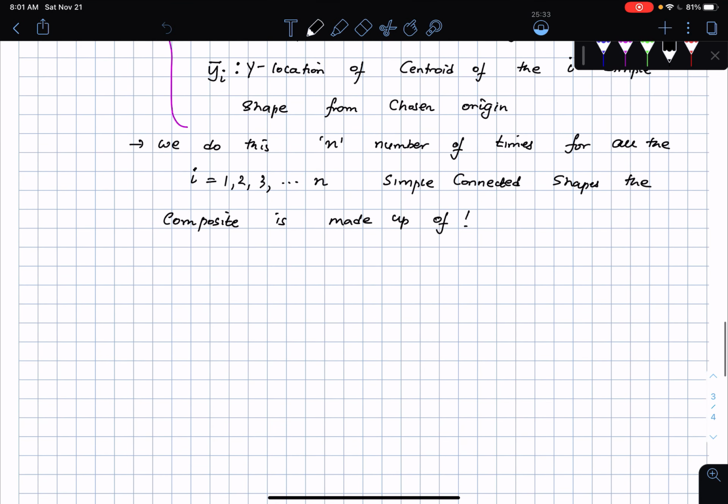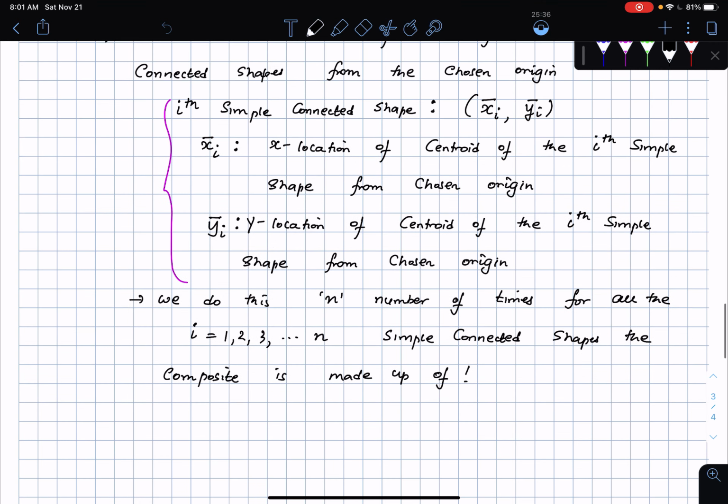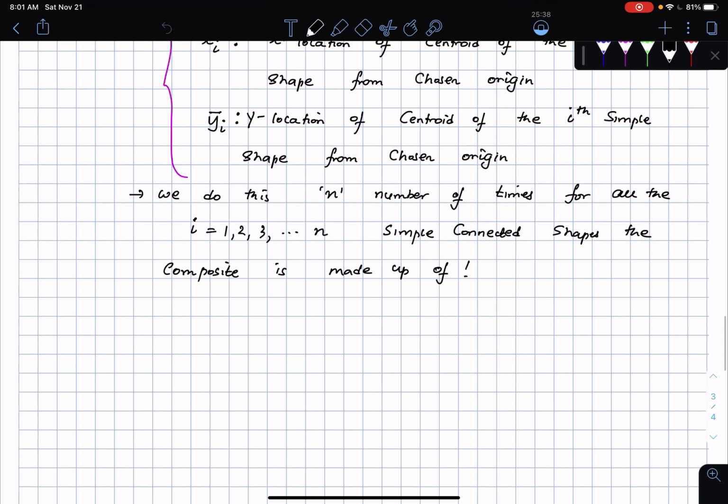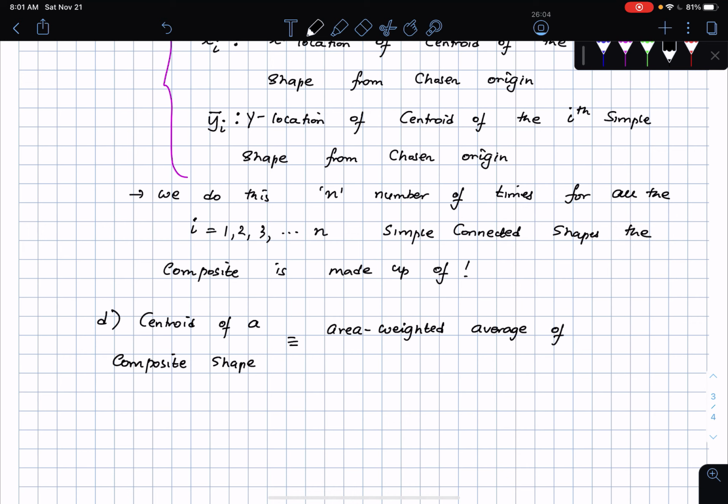All right, so we do this for n number of times, and I think I wanted to write down the last one. The last statement that I was writing, and then it crashed on me, was the following. The centroid of a composite shape is the area weighted average of the centroid of its simple connected shapes.